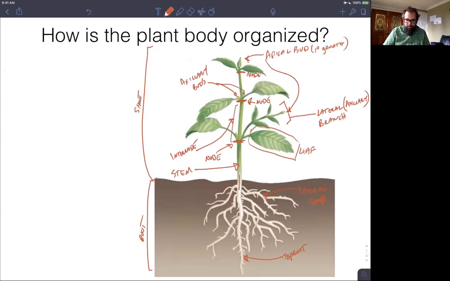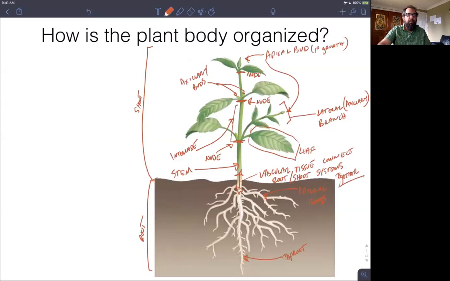And then just to end this out, although we can't see this on here, the vascular tissue is responsible for connecting that above ground and below ground, so connecting the root and shoot systems together. That's an important role of the vascular system.